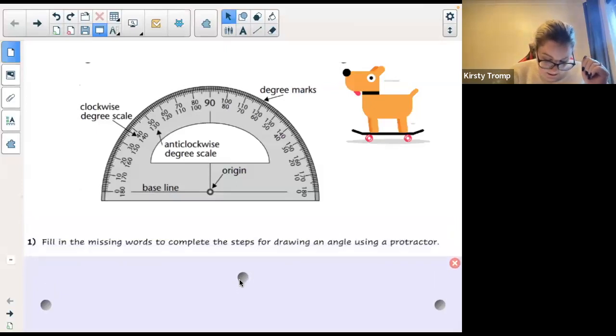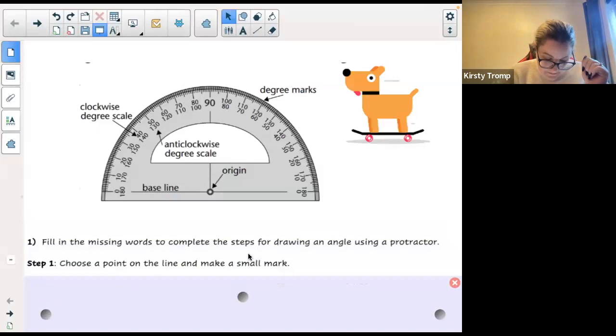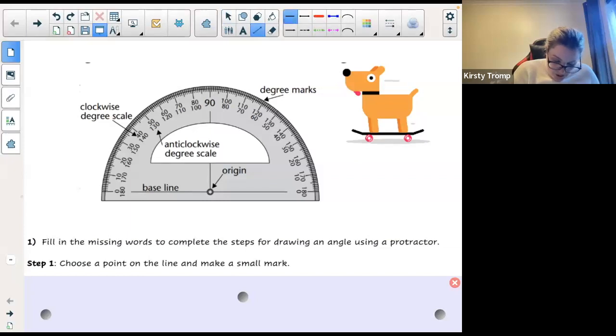Step number 1. Step 1 says, choose a point on the line and make a small mark. All right, while we are doing the steps, we will at the same time fill them in. So I'm going to draw a line here on the side.